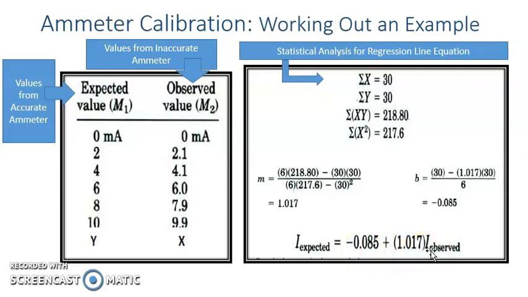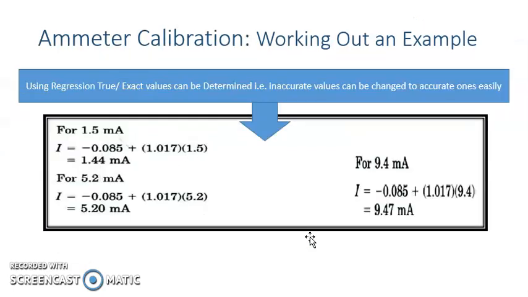Now how is this equation going to help us? This regression line equation is going to help us in a way that once we get this observed value, using this equation we can determine the expected value, or in other words, once we have the inaccurate value as I observed, we can get the accurate value of current using this equation as I expected. So the same procedure will be performed for calibration of ammeter and voltmeter.